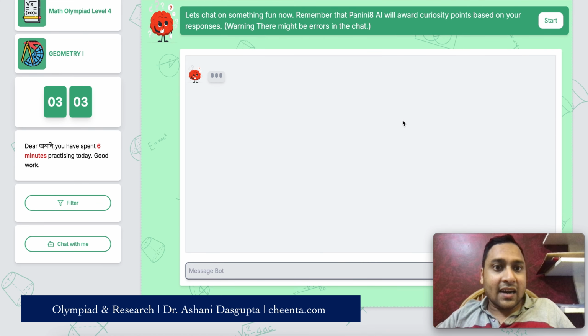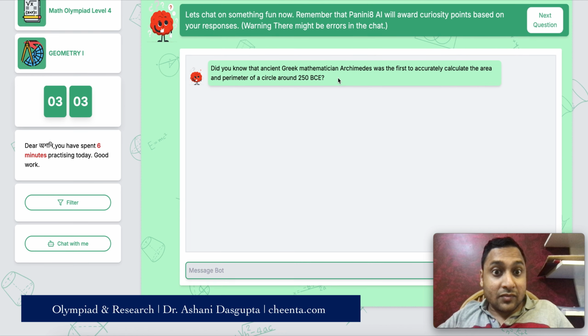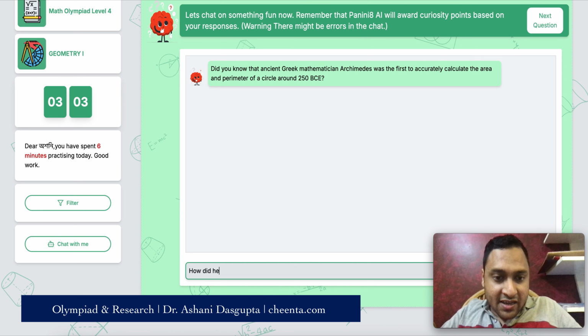So if I click on start, you see that the bot starts some conversation and it says, okay, did you know the ancient Greek mathematician Archimedes was the first to accurately... So maybe I can write, how did he measure this area?